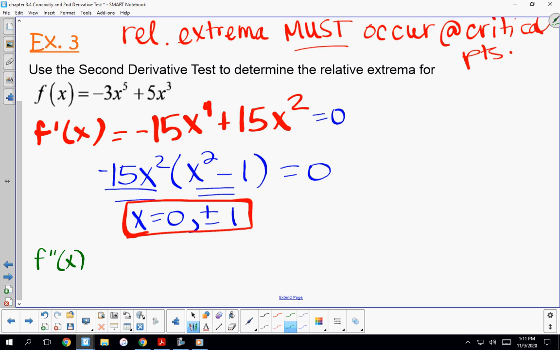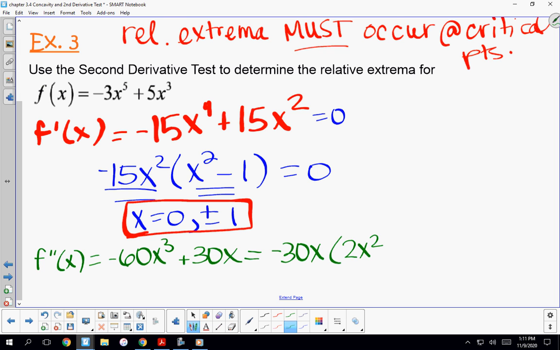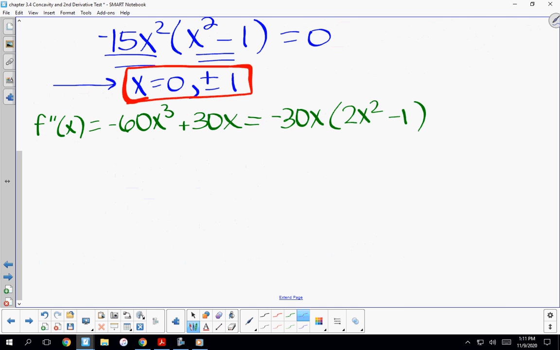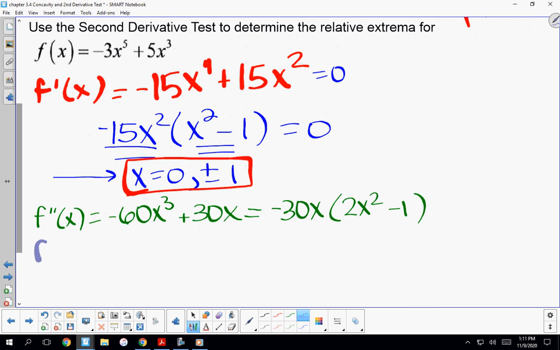So my second derivative here is going to be negative 60 x to the 3rd plus 30x. And if I write that in factored form, I'm going to go ahead and factor out a negative 30x so that I get 2x squared minus 1. And I wrote it in factored form because remember, all we need is the sign. So I'm going to evaluate the sign at each of our critical points to determine concavity.